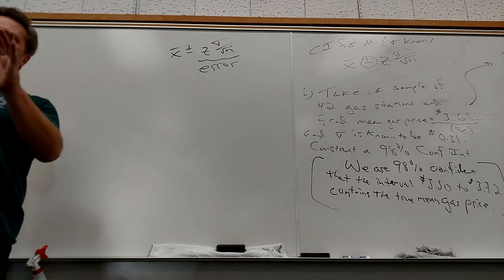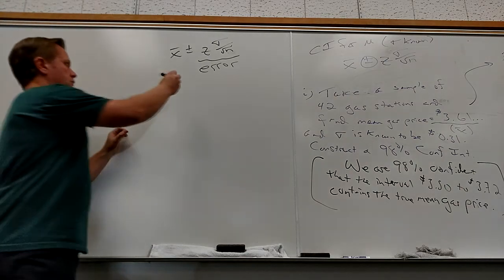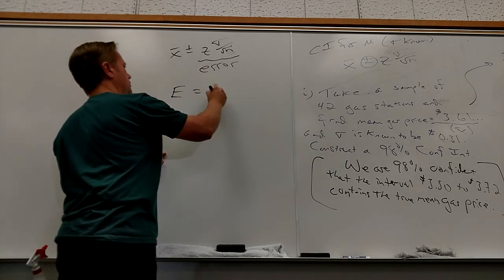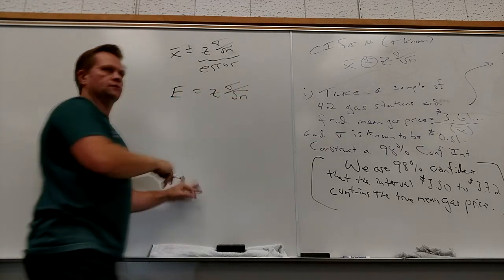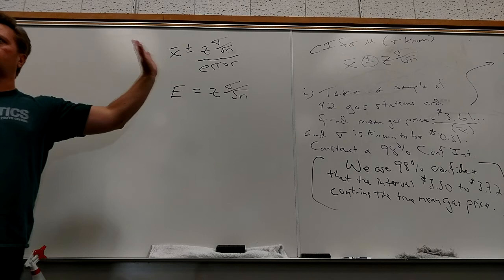So, let me write the error formula by itself. E equals Z sigma over square root of n. That's amazing, because that's what the error is. Is that cool so far?